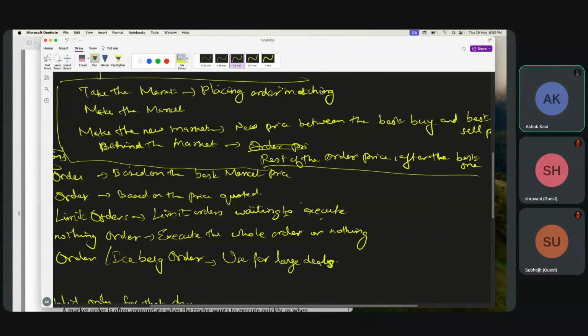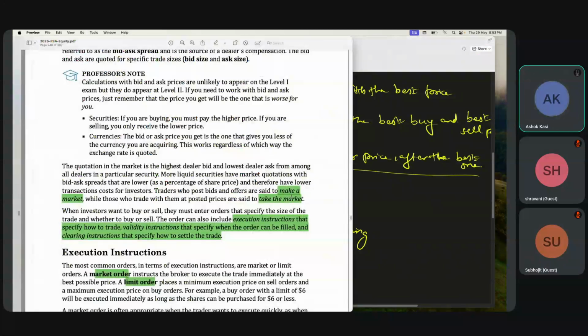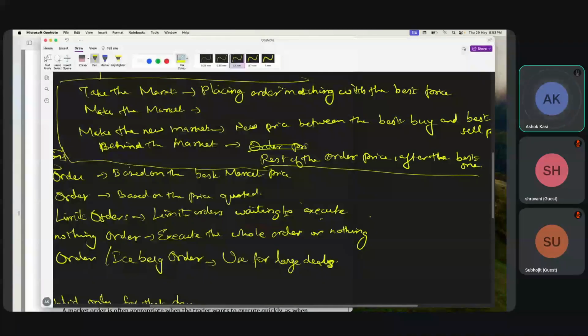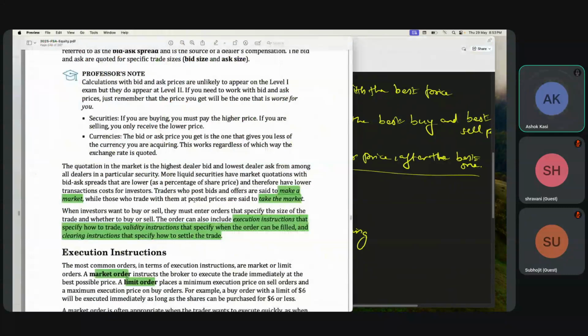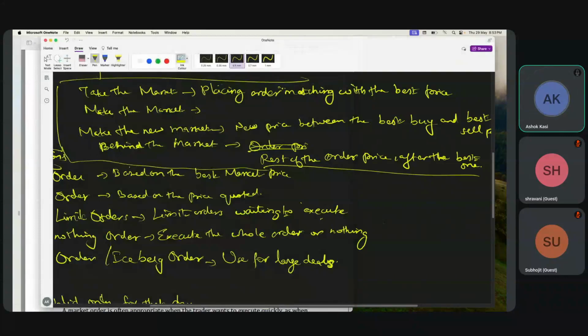Matching with the best price. That is, you take the market. Then make the market means traders who post bids and offers are set to make a market. This is the initial one. Traders who post bids and offers are set to make a market. So make a market.